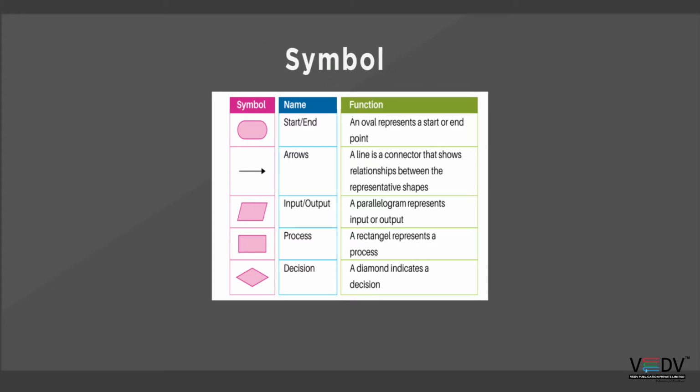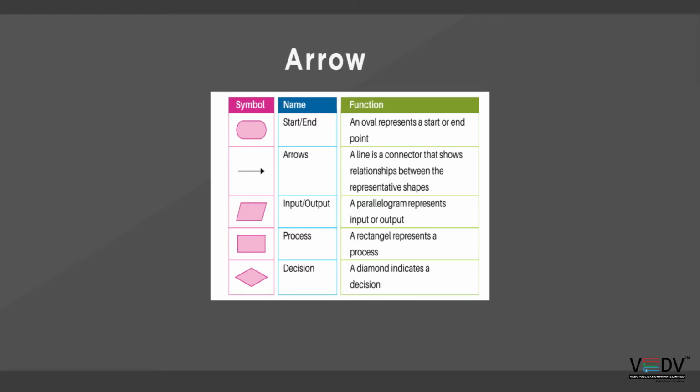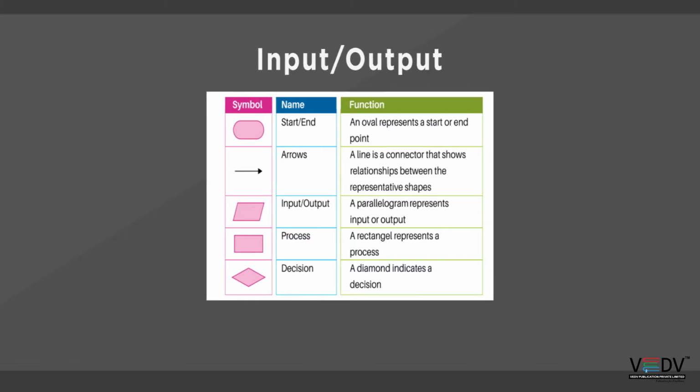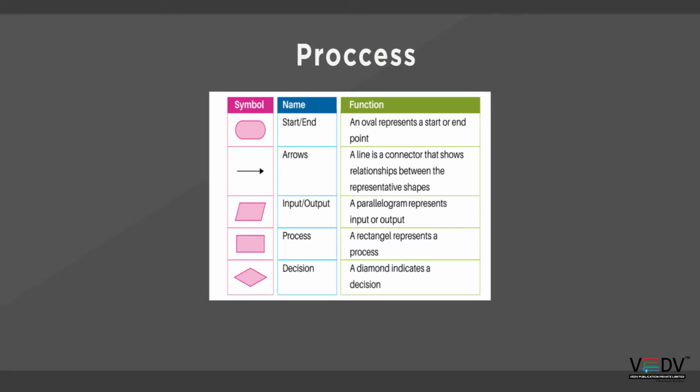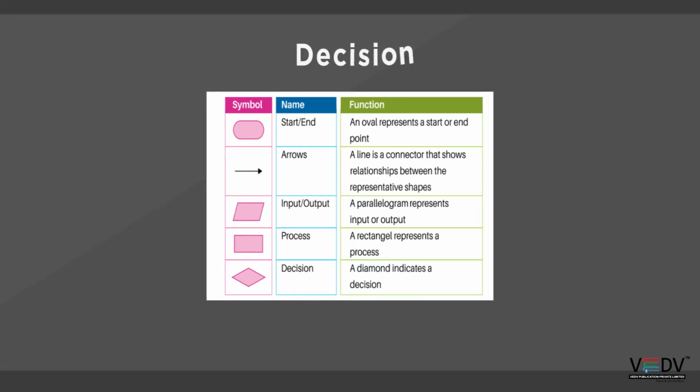Symbol, name, function. Start or end: an oval represents a start or end point. Arrows: a line is a connector that shows relationship between the representative shapes. Input or output: a parallelogram represents input or output. Process: a rectangle represents a process. Decision: a diamond indicates a decision. The graphics above represent different parts of a flowchart.